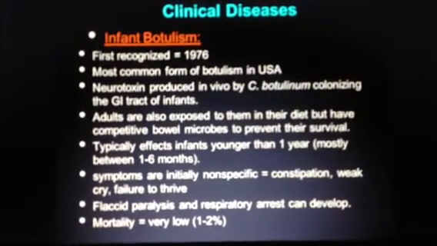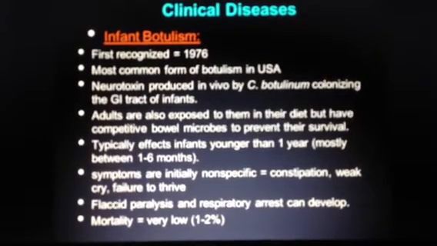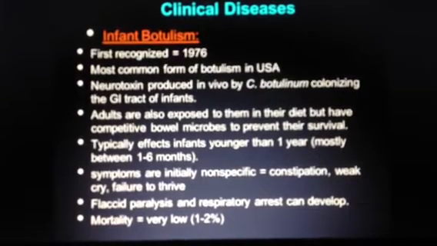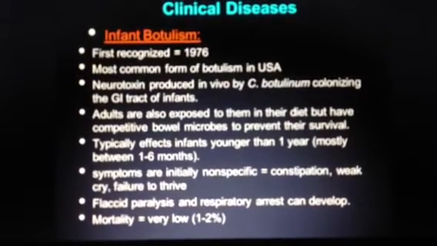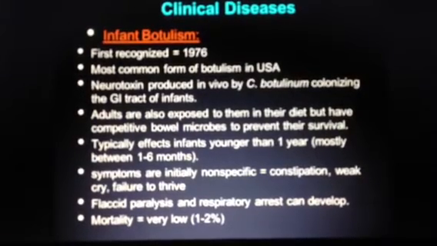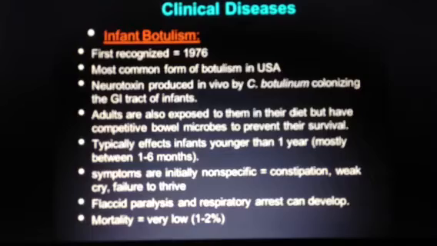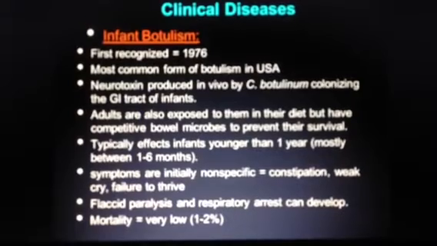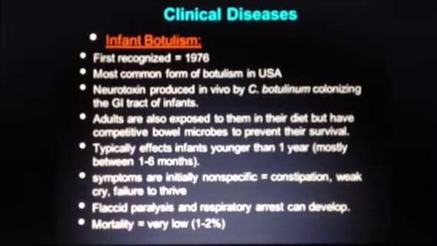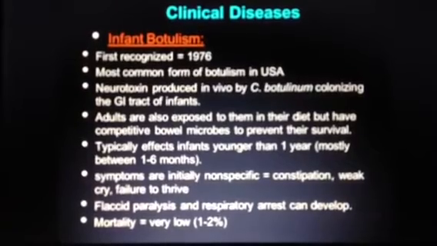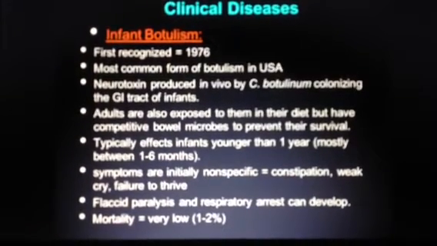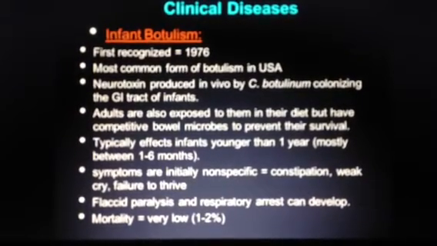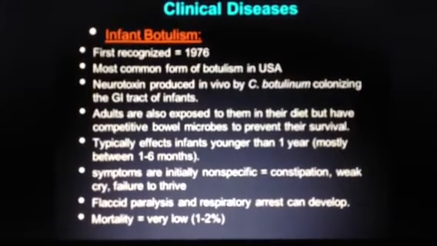The second disease that it can form is infant botulism. This disease was first recognized in 1976. It is the most common form of botulism in the United States. The neurotoxin produced in vivo by Clostridium botulinum colonizes in the GI tract of infants. Adults are also exposed to this in their diet, but they have competitive bowel microbes which can prevent the survival of this bacteria.